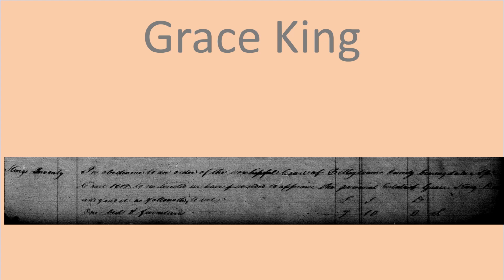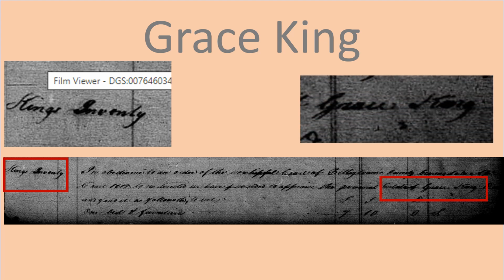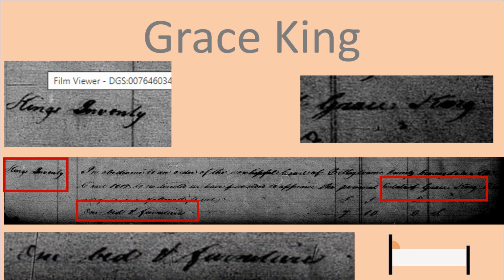Most inventories are for males, but occasionally one is found for a female. Remember to look on the left side for the name. This inventory is for Grace King, a female in Pennsylvania, Virginia. Let's take a look at her inventory. The inventory starts at the bottom of the page. Only one item is listed, one bed and furniture.